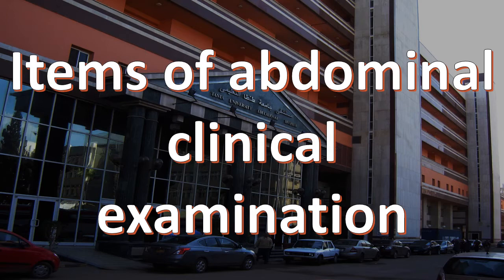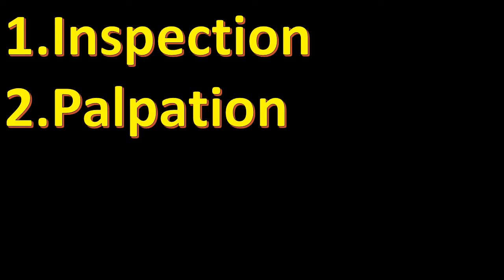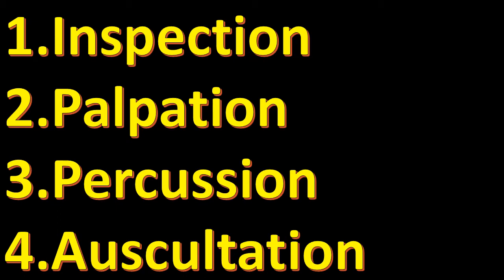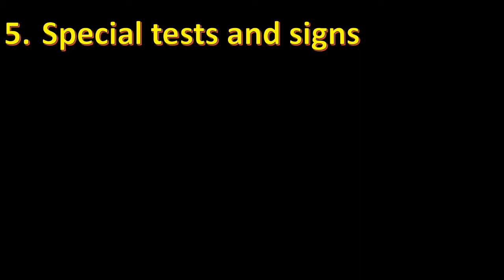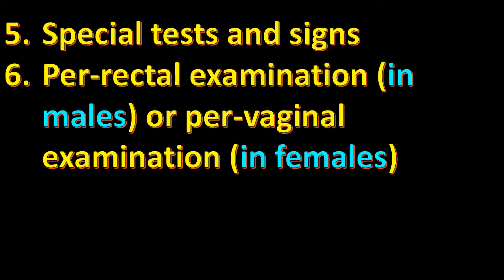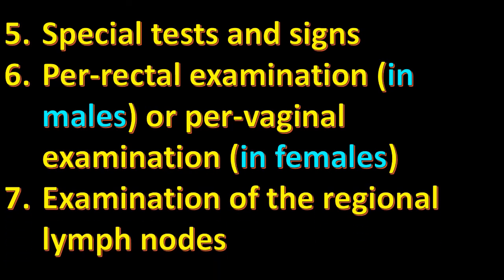Items of abdominal clinical examination: inspection, palpation, percussion, auscultation, special tests and signs, per rectal examination in males or per vaginal examination in females, and examination of the regional lymph nodes.